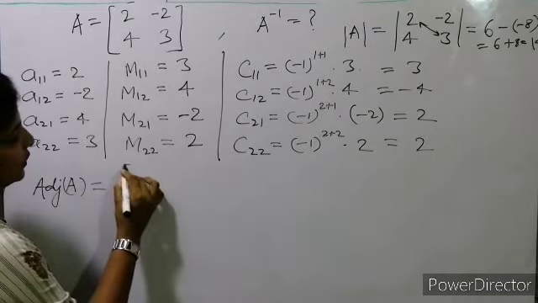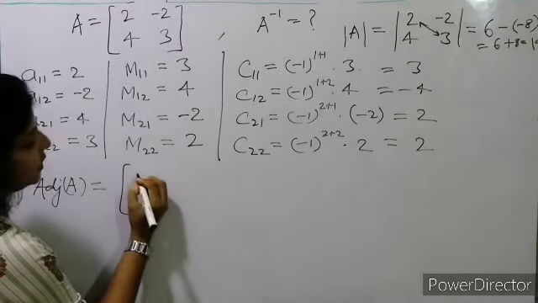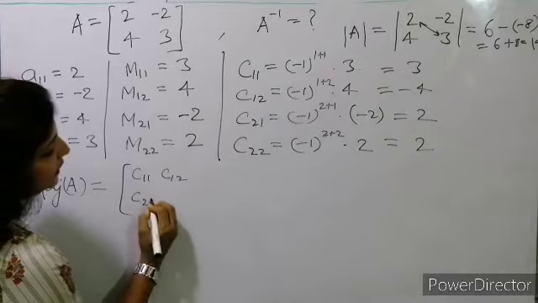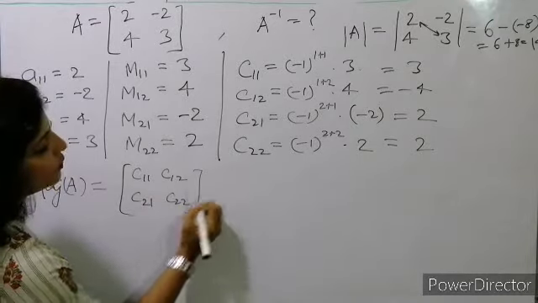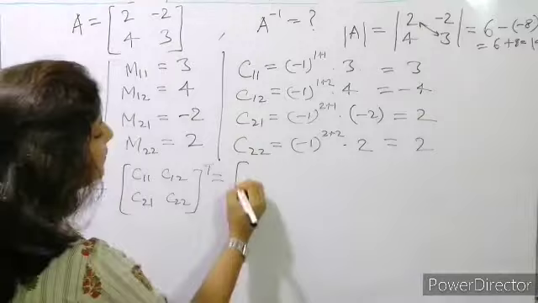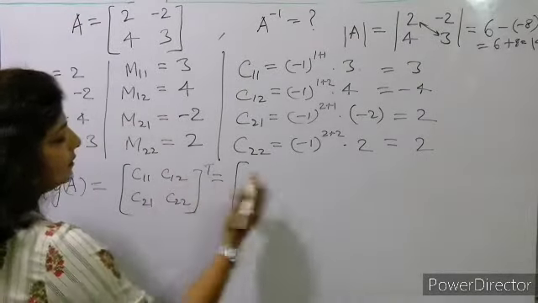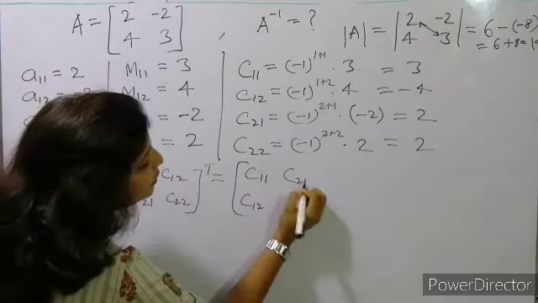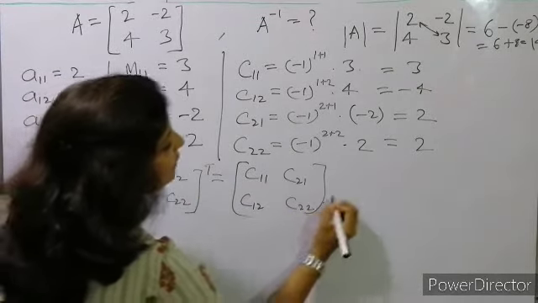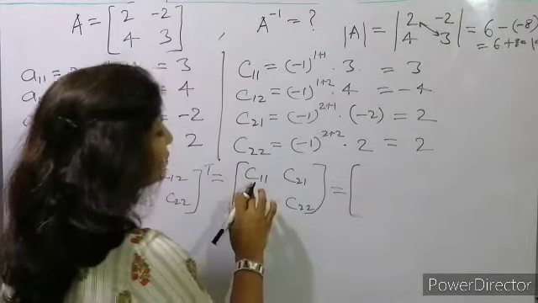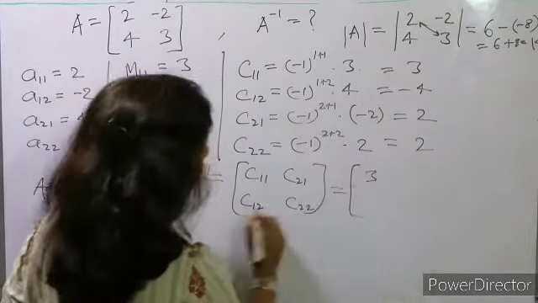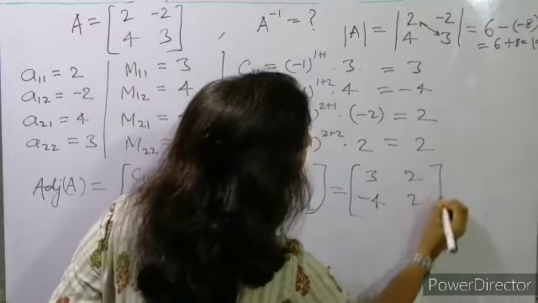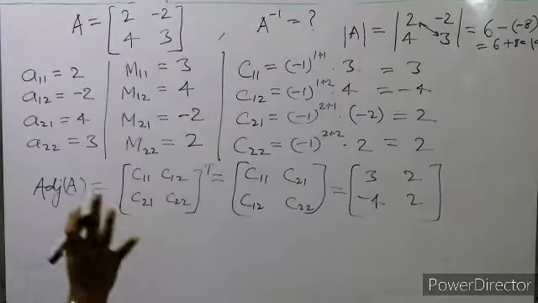Okay, so cofactor का transpose मतलब C11, C12, C21 and C22 का transpose. Okay, so directly we'll write the values. C11, C12, C21, C22. Okay, now we'll put the values: 1 1 3, 1 2 -4, 2 1 is 2, and this is 2. Okay, so this is adjoint of matrix A.